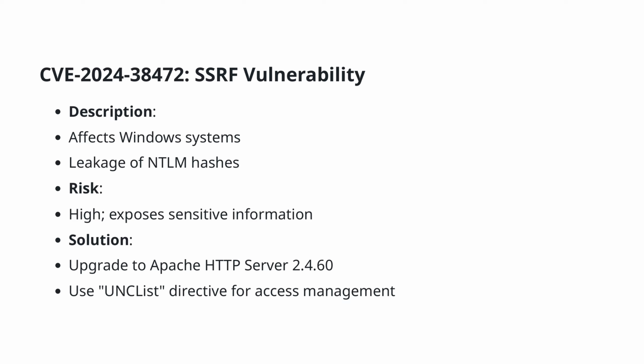To mitigate this risk, it is imperative to upgrade your Apache HTTP server to version 2.4.60, which addresses this specific vulnerability. Additionally, the use of the UnsetEnv-style directive, unclist, in your Apache configuration allows for more precise access management, limiting potential exposure by defining which domains are allowed access.